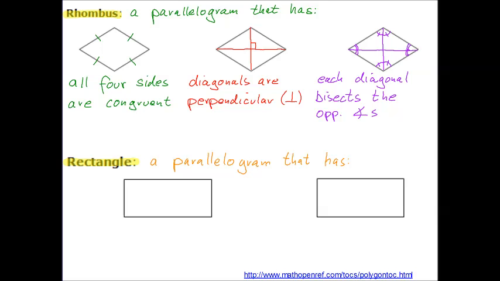A rectangle is a different type of parallelogram, and that has two other properties on top of all the properties of parallelogram. In a rectangle, all four angles are right angles. That means all four of them are congruent and measure 90 degrees. All four angles are right angles.